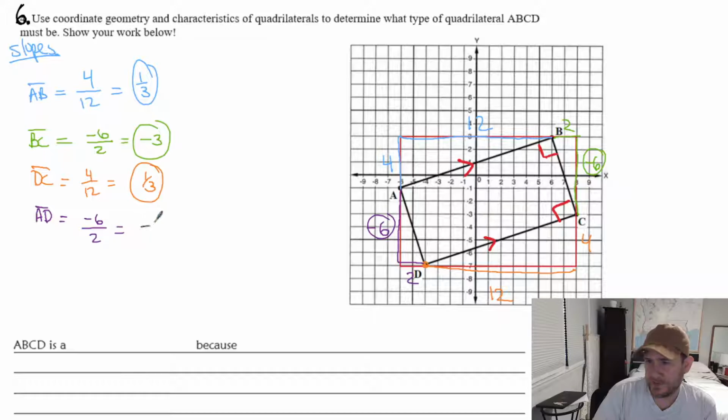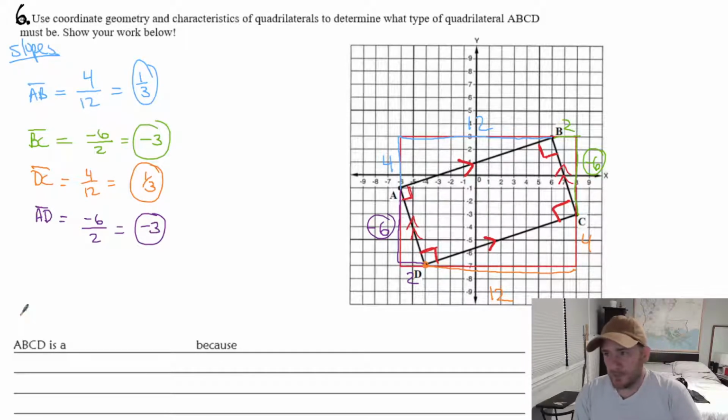So AD is going to have a slope where the rise is -6, the run is 2. So that's a slope of -3, which again proves two things. We now have -3, so the slopes are the same, proving that AD and BC are parallel. It's also the opposite reciprocal of the 1/3, so that makes this a 90-degree angle. And then that -3 is also the opposite reciprocal of the 1/3 up here for AB, giving me another right angle. So we definitely have all the information we need already.